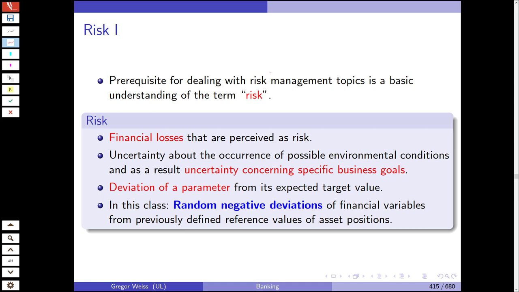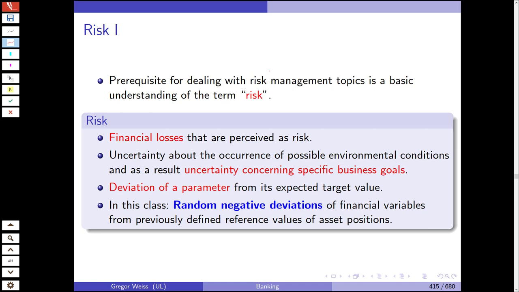We have some business goals, some aims, some profit goals, and we are missing those goals. So that could be risk in a very general sense. It could also be a deviation of a parameter from its expected target value.